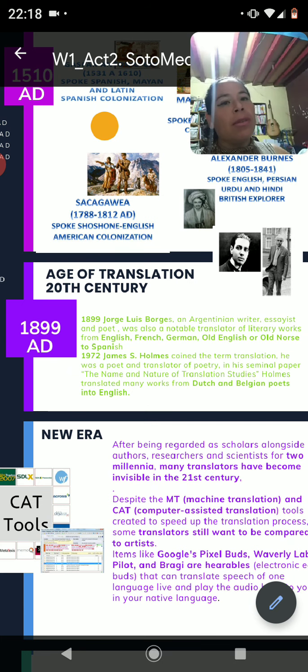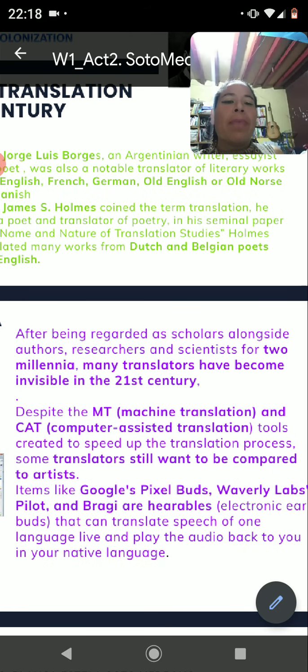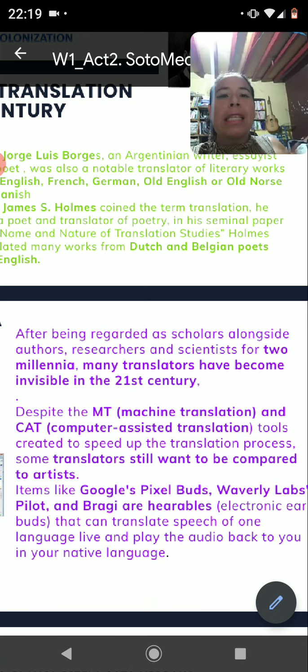During those times, translation was very important, but it lost a bit of importance due to the appearance of machine translation and computer-assisted translation, which has led to the disappearance of translators in a way. But still, translators are important because they polish the translation works, and they work thanks to that.